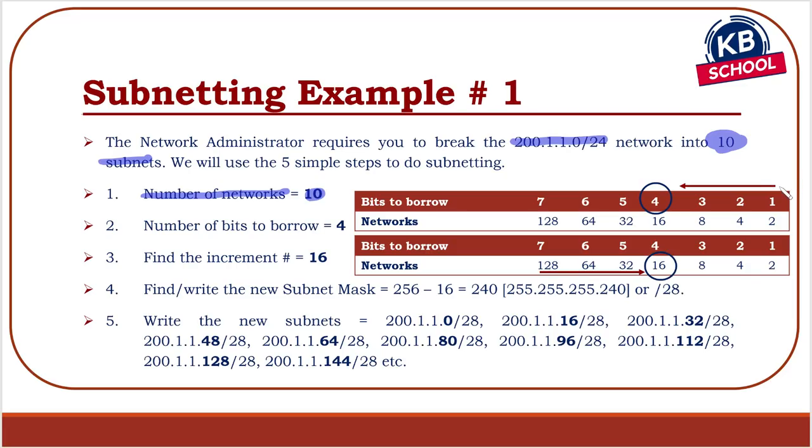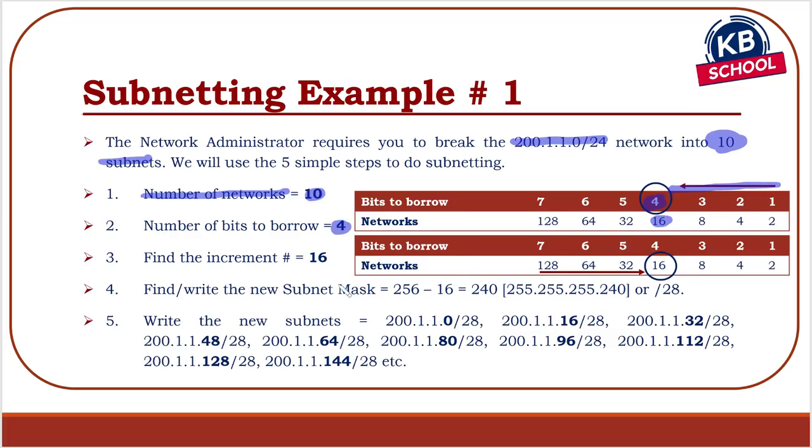Number of bits to borrow. Again, you go on the table, left to right. Why is it 4? Because I need 10 networks. 8 would not suffice, so 3 bits would not suffice. I need to get 4 bits to get 16 networks. I need 10, but 16 is good enough for 10. So 4 bits, that's the answer over here.